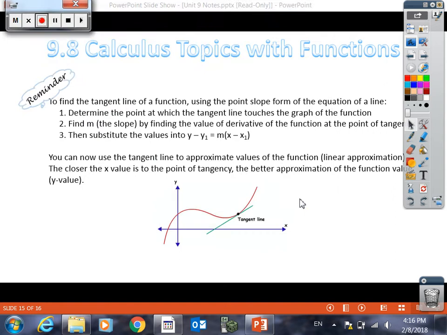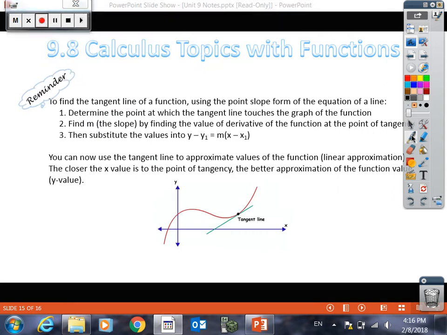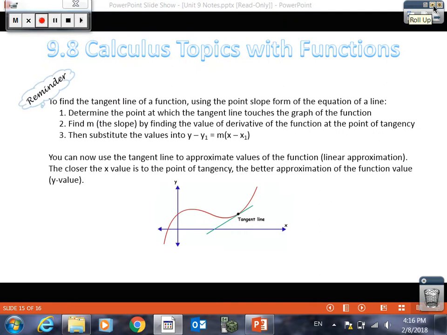Okay guys, let's take a look at today's lesson. We're going to be looking at some calculus topics with functions. Basically this is an all calculus lesson. So let's take a look at the first concept, and that is the tangent line.